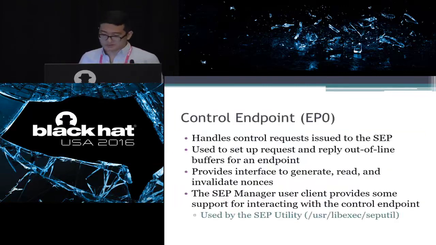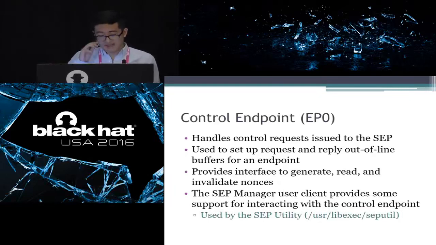So the control endpoint, as I said, handles control requests issued to the SEP, and it's used to set up request and reply out-of-line buffers, which I will talk about in the next slide. It also has some other functionality, like generating, reading, and validating nonces. And also, you can sort of mess with it with SEPutil, which is included on production devices. So if you have a jailbroken phone, you can play with the control endpoint.